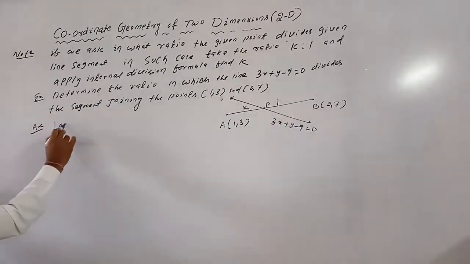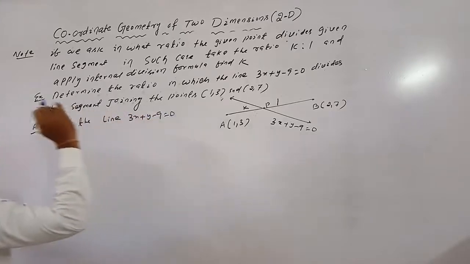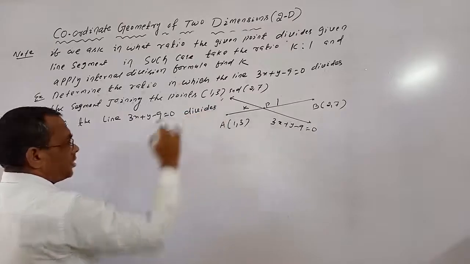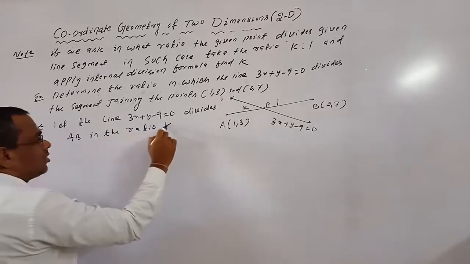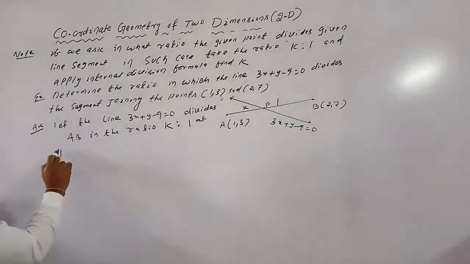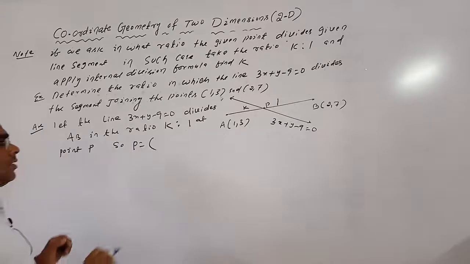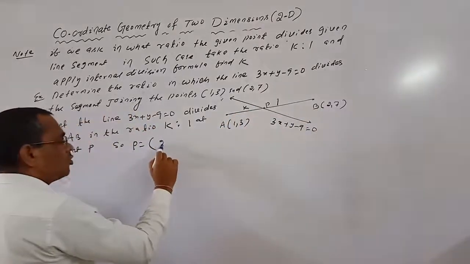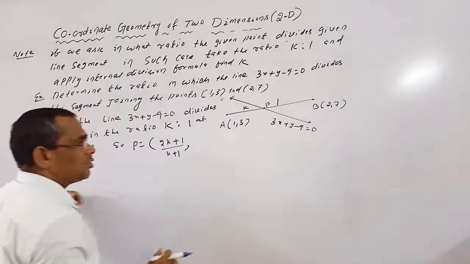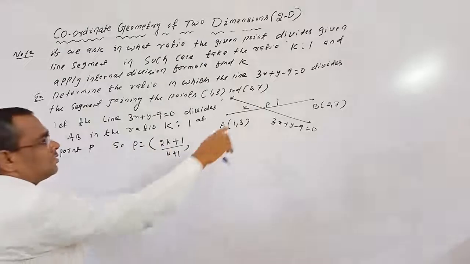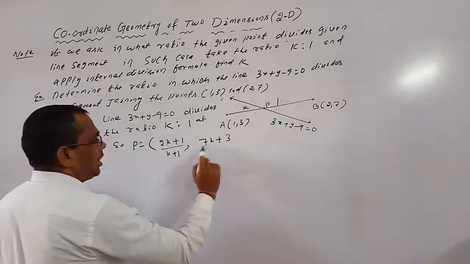Let the line 3x plus y minus 9 equal to 0 divide AB in the ratio k is to 1 at point P. So P equal to, applying the internal division formula, (k into 2 plus 1 into 1) by (k plus 1), comma, (k into 7 plus 1 into 3), that is 7k plus 3, by k plus 1.